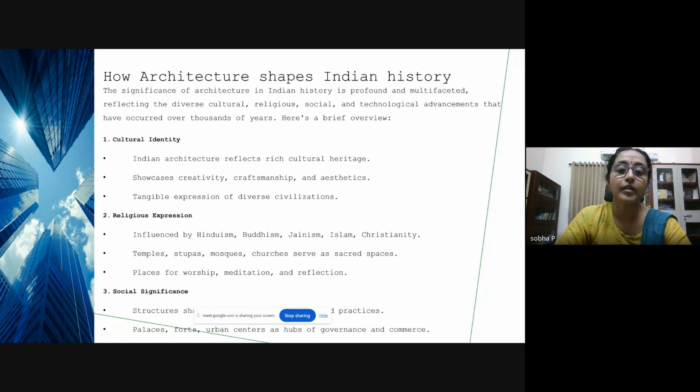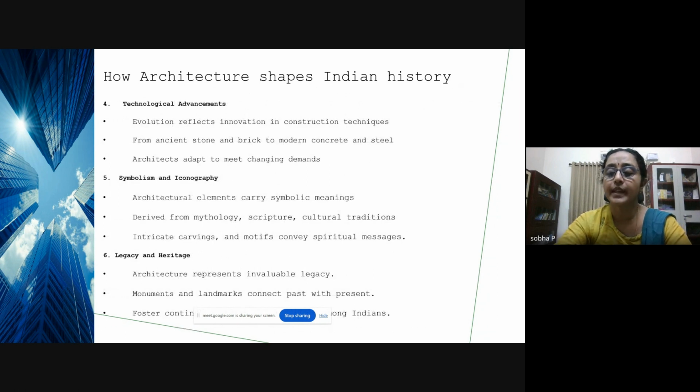Coming to religious expression, Indian architecture has been deeply influenced by various religions, including Hinduism, Buddhism, Jainism, Islam, and Christianity. Temples, stupas, mosques, etc., serve as sacred spaces even now, places of worship, meditation, and reflection. We also have palaces, forts, and urban centers, which served as hubs of governance and commerce.